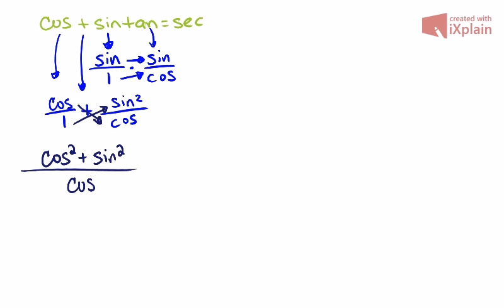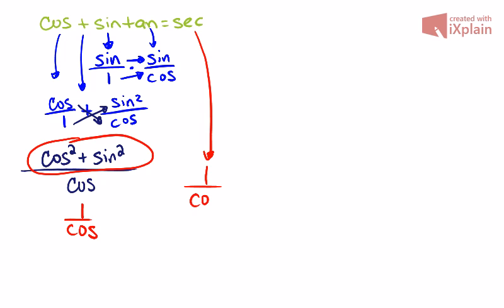Now I want to look at my identities. Cosine squared plus sine squared, that equals 1. Now I can bring down the cosine from the bottom. Now I can look at my secant function on the other side, which is 1 over cosine. Now both terms match. Okay, so I'm done with that problem.